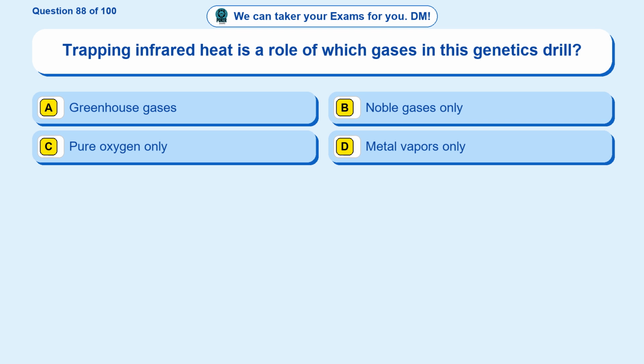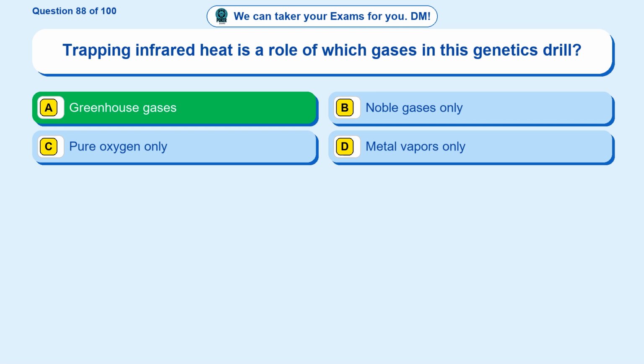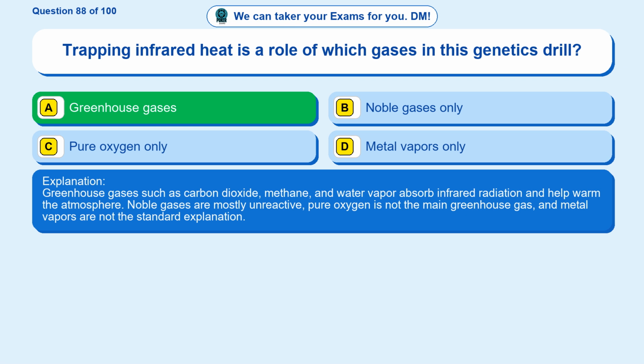Question 88. Trapping infrared heat is a role of which gases in this genetics drill? Option A, greenhouse gases. Option B, noble gases only. Option C, pure oxygen only. Option D, metal vapors only. The correct answer is option A. Greenhouse gases. Greenhouse gases such as carbon dioxide, methane, and water vapor absorb infrared radiation and help warm the atmosphere. Noble gases are mostly unreactive, pure oxygen is not the main greenhouse gas, and metal vapors are not the standard explanation.